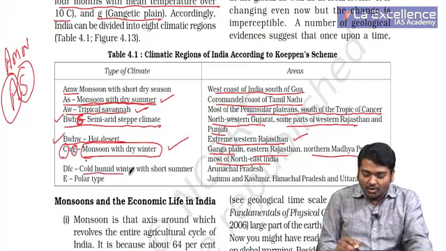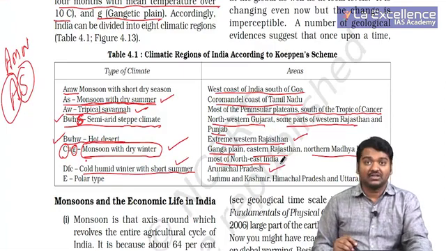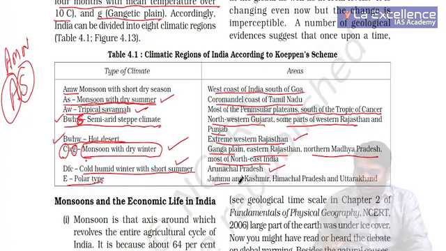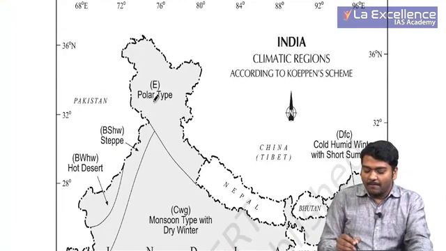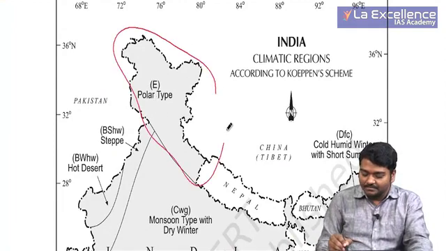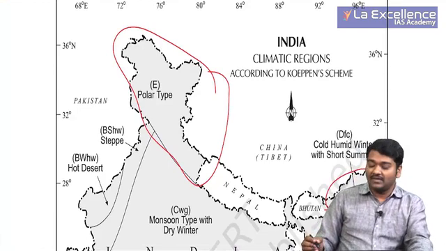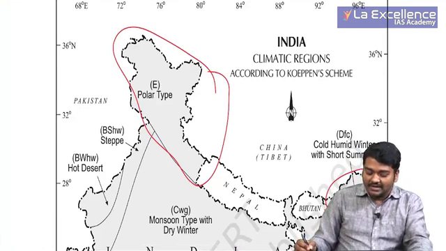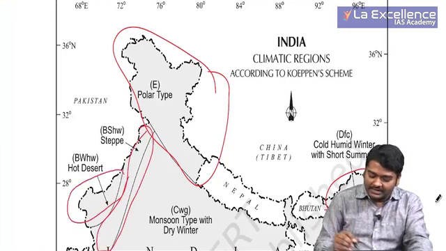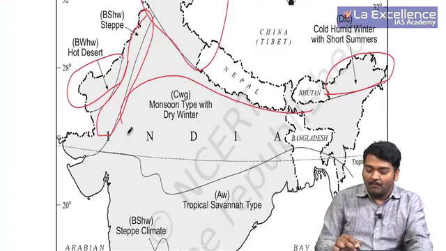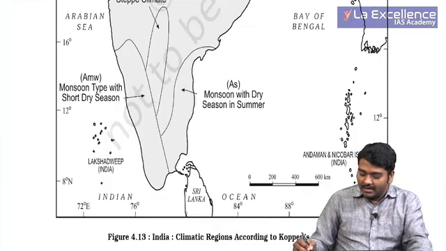DFC, cold humid winter with short summer. Arunachal Pradesh, where mountainous region is present. Polar, Jammu and Kashmir, Himachal Pradesh and Uttarakhand. Can you just observe this? Polar is present in this region, correct? Mountainous region with some time where sunshine is available is Arunachal Pradesh. And then can you see here, steppe type of climate, hot deserts are present. Central India, monsoon will give rainfall, but winter will be usually dry.